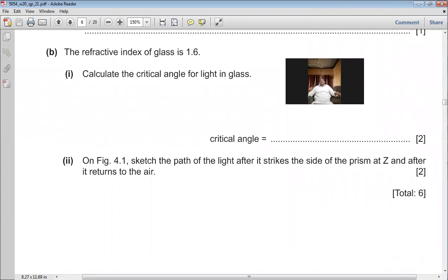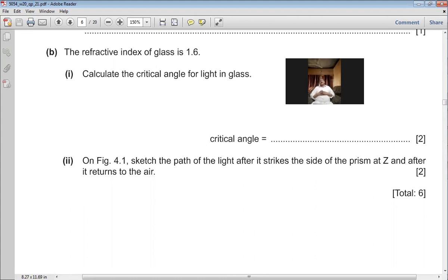The next part on your screen is question number 9B. The refractive index of the glass is 1.6. Calculate the critical angle for the light in the glass. You know a very famous formula: 1 divided by sine C is equal to n, the refractive index. So I will use that formula.